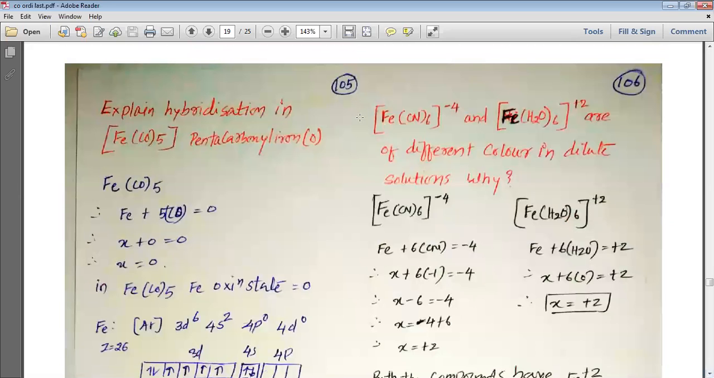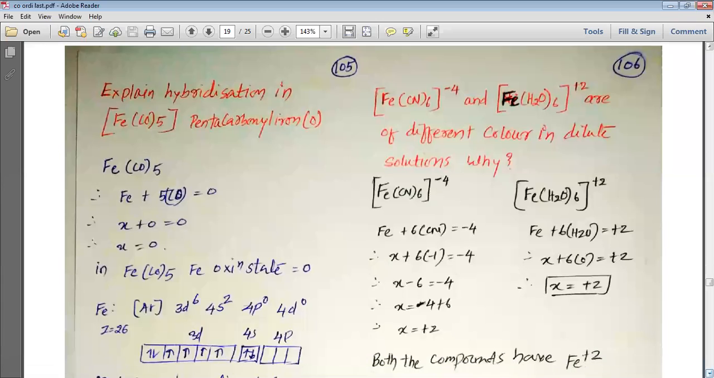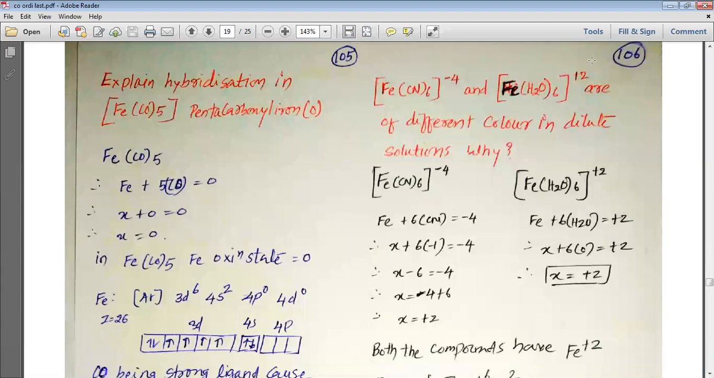Now there is one complex we have not discussed, and this complex has been asked in various competitive exams as well as in various other exams. So I have discussed the hybridization for Fe(CO)5 for you, my dear students. This is not an exercise question. Explain the hybridization of Fe(CO)5, pentacarbonyl iron 0.